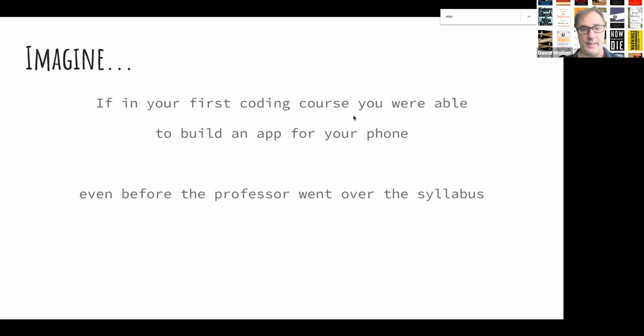So the idea is, in your first coding course, what if you were able to build an app for your phone, even before the professor went over the syllabus? This is what I'm doing in CS 107 now. I walk in the first day. The great thing about Thunkable compared to App Inventor is it's cross-platform, so anybody can code an app immediately. I basically say, take out your phone, and on that first day, everybody builds a little app.